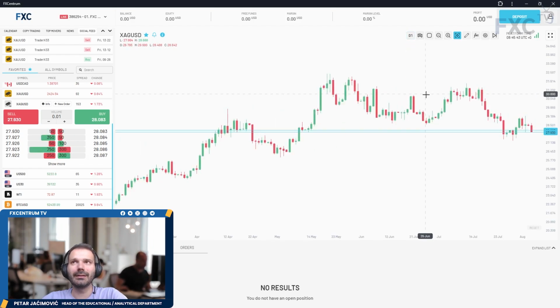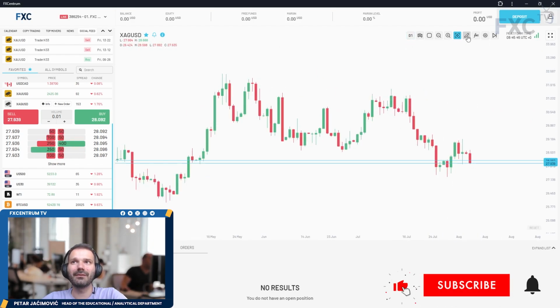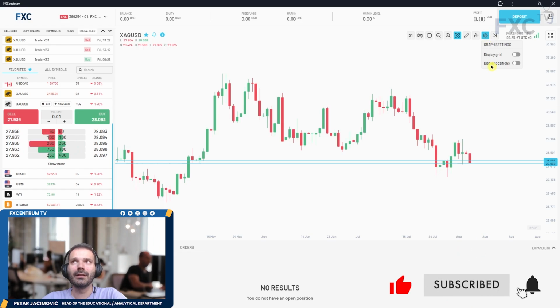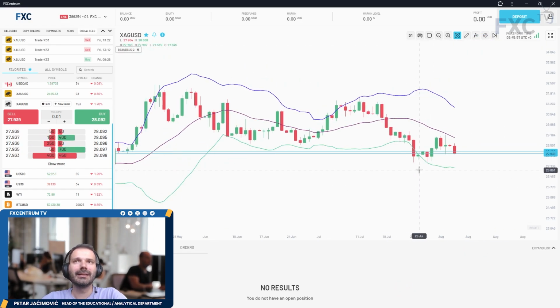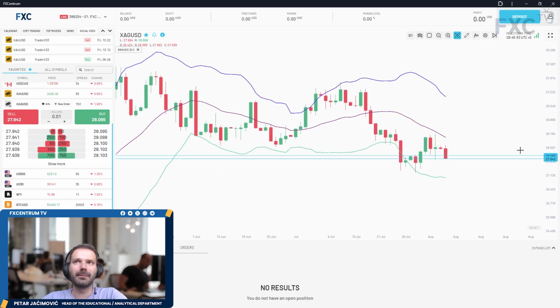Let's take a look at the daily time frame. It seems like a bear flag on the daily time frame. Just place the Bollinger Bands here. You can see here the middle Bollinger Band, and the previous swing lows that are now acting like resistance.